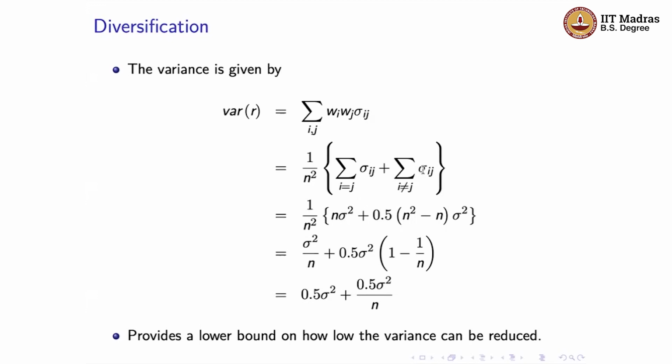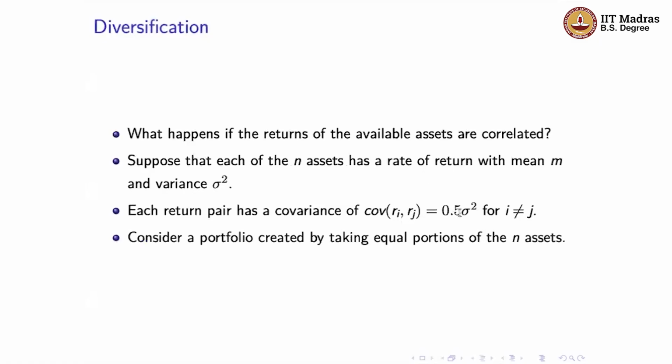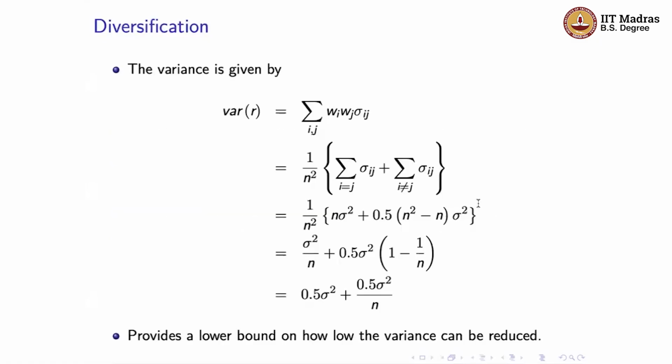What about the second part? This is the one where i is not equal to j. Therefore, sigma ij is the covariance term, right? And we know that the covariance is 0.5 sigma square. And how many of these terms are we going to have? Well, overall, we would have had n squared terms. We have already considered n of these terms. So the number of terms we are going to have is n square minus n, right?